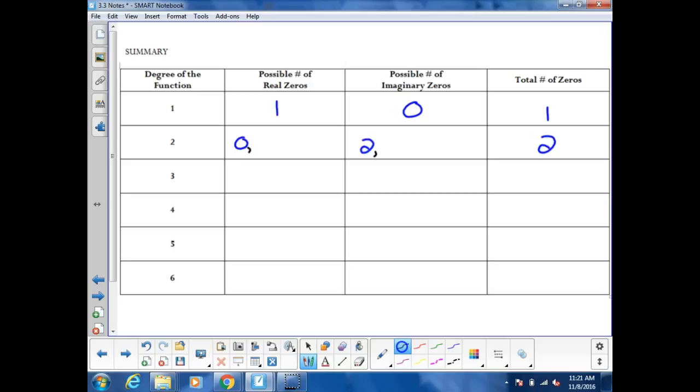Okay? Can I cross the x-axis twice? Yeah, so I could cross twice. If I cross it twice, then how many imaginaries are there? 0. Okay? So there are my options there.